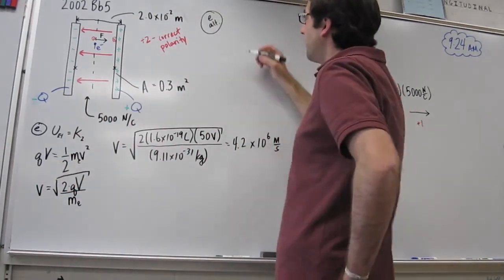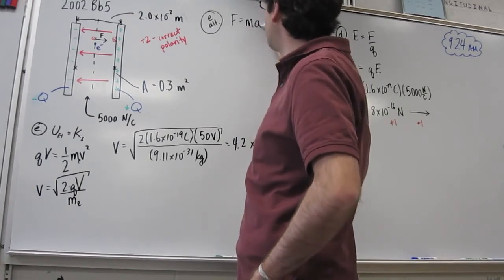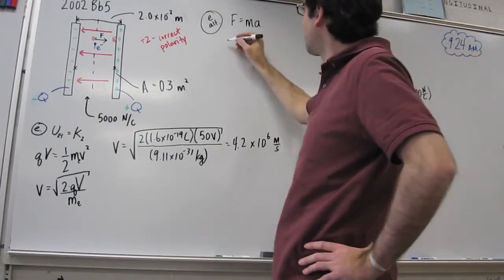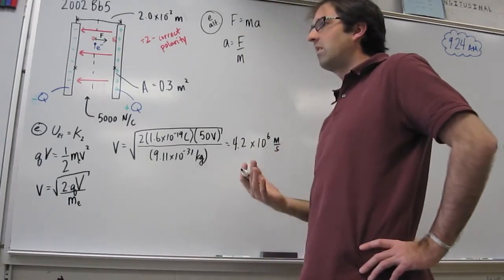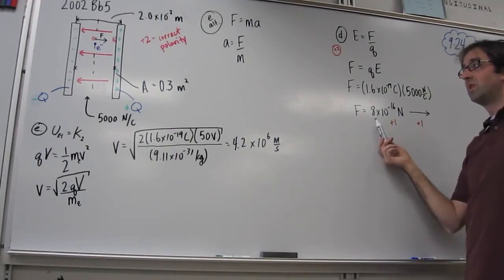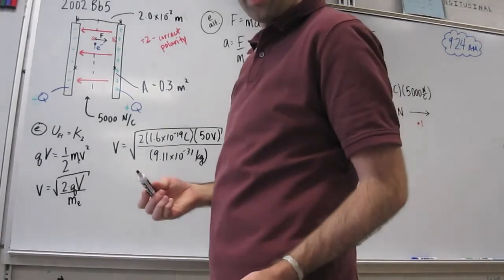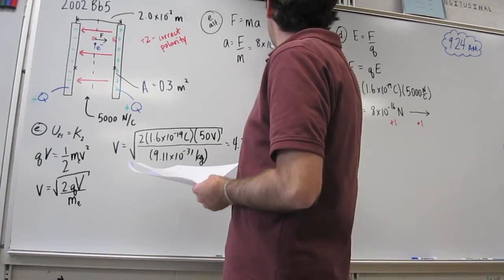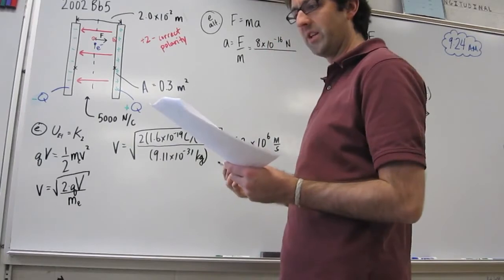Okay, perfect. The alternative solution would say, well, I know that any force is equal to mass times acceleration, Newton's second law. Acceleration therefore equals whatever that force is divided by the mass. Well, lucky for us, in problem D, we solved for that force, and we know the mass of an electron. So I'll solve for that acceleration. The force is simply 8 times 10 to the negative 16th newtons, divided by the mass of an electron.